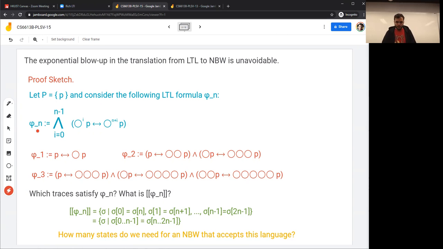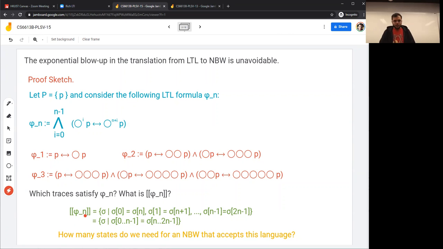Okay. So what is the intuition? Basically, what phi n says is that the first n letters should be equal to the next n letters, right? And then it doesn't really care about what happens in the rest of the trace that it's reading. So even though it reads an infinite trace, it only cares about the first 2n indices.